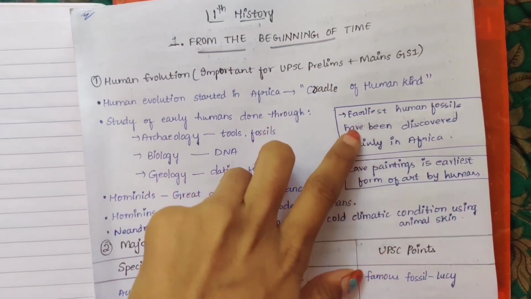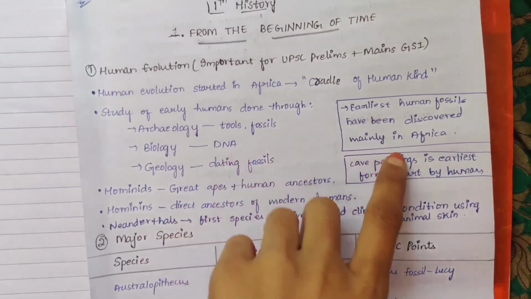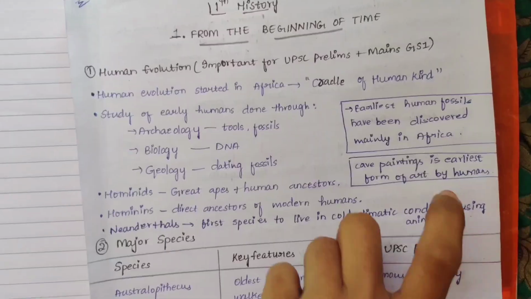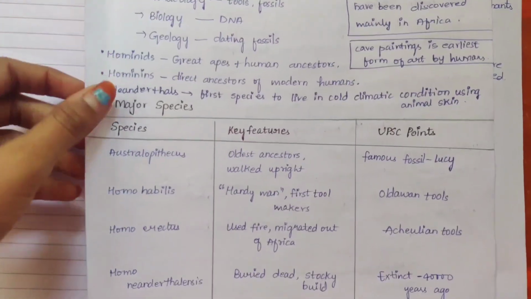Here are the two main points. The earliest human fossils have been discovered mainly in Africa. Cave painting is the earliest form of art by humans. Next, the second point is major species.